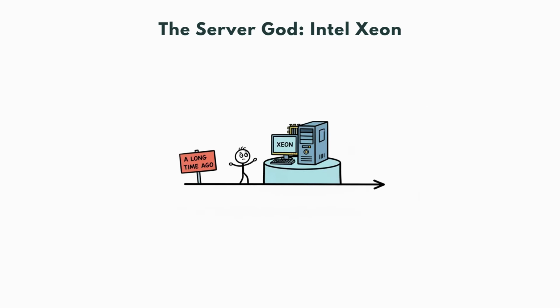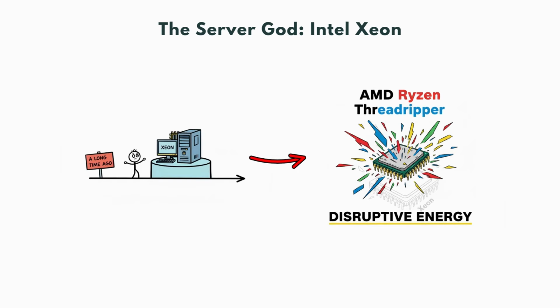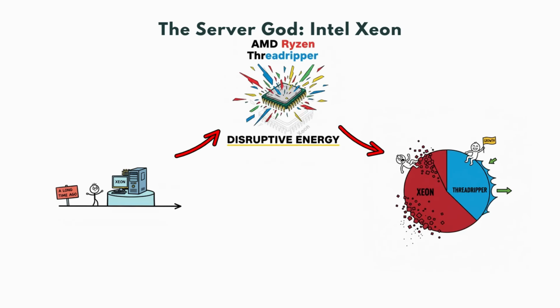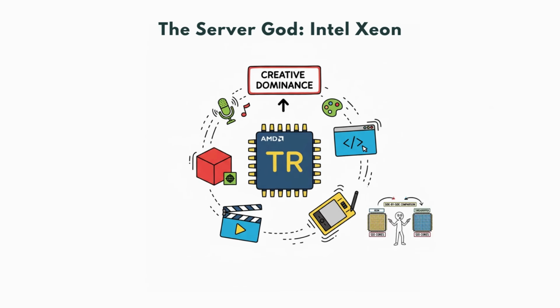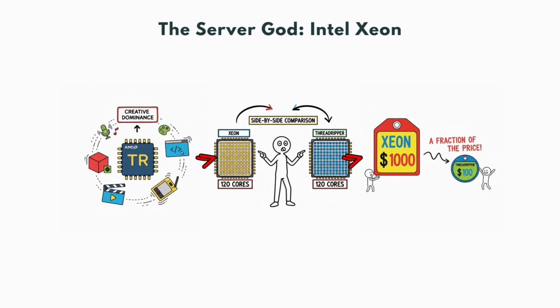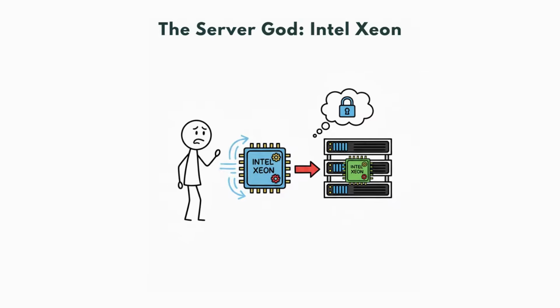The reality is the Threadripper shift. For a long time, Xeon was the only choice for high-end workstations. However, AMD's Ryzen Threadripper has recently decimated Xeon's market share in the creative sector by offering similar core counts at a fraction of the price, leaving Xeon to retreat largely into the server rack market.